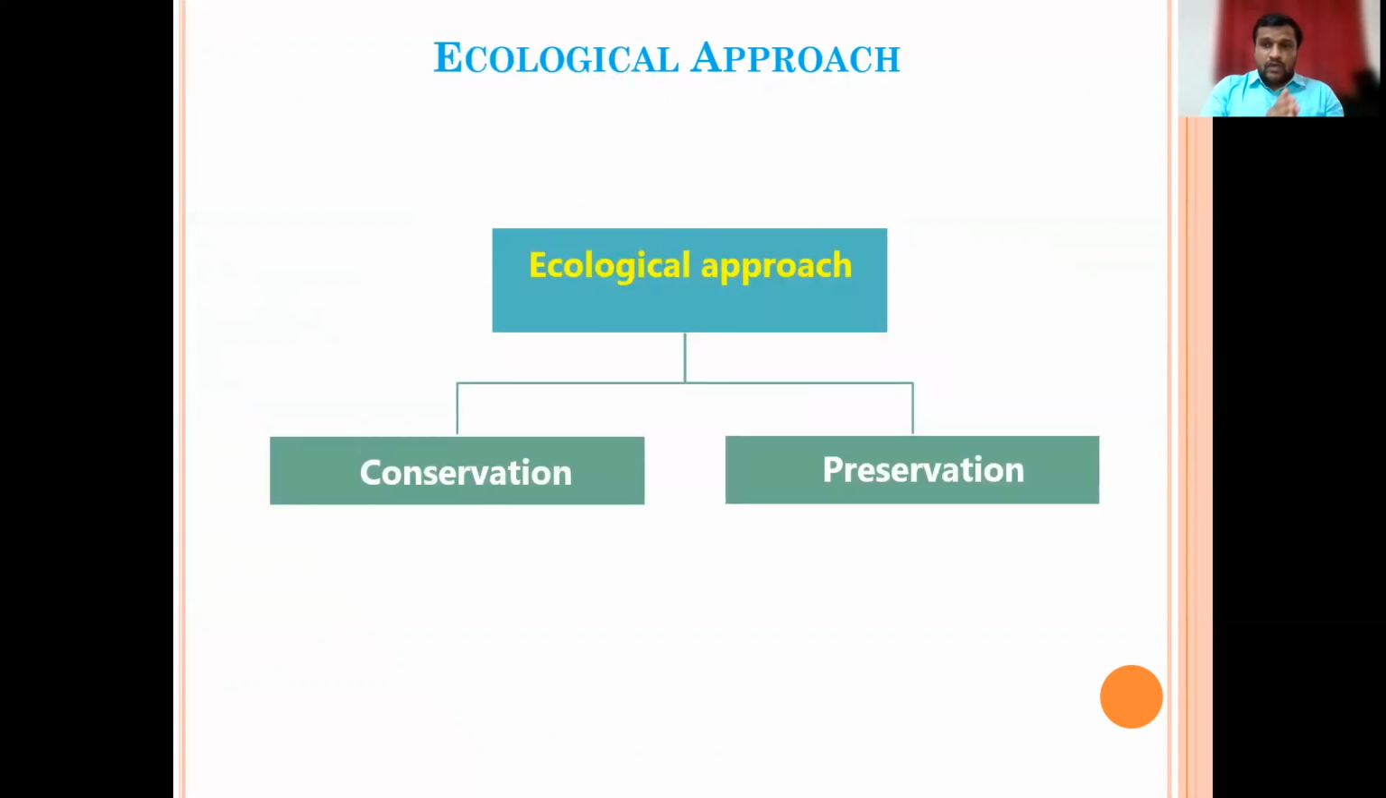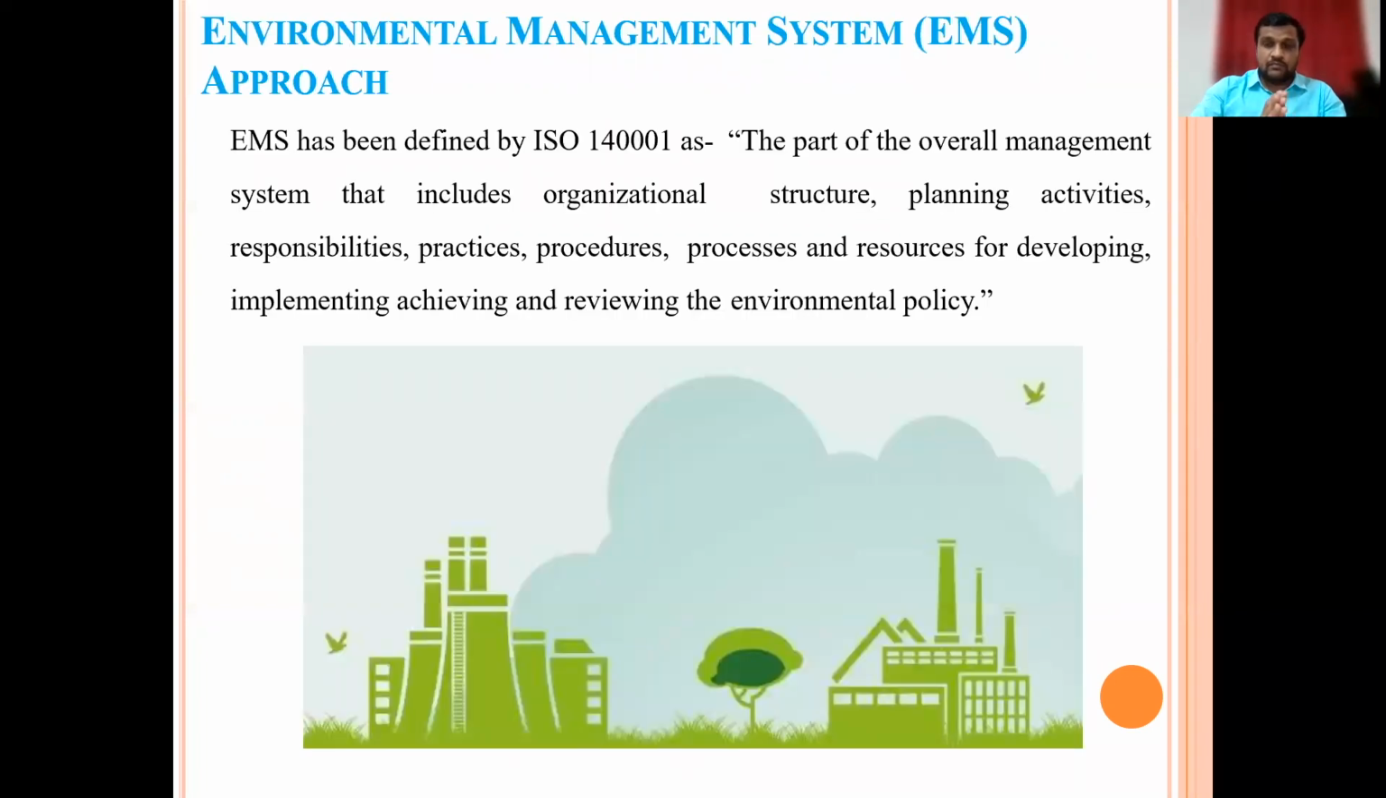Ecological approach having two components, conservation and preservation. Okay, when we talk about the ecological perspective of environmental management, it should work on either the conservation planning or the preservation planning. Then the environmental management system, we call it EMS. EMS has been defined by ISO 14001 as the part of the overall management system that includes different organizational structure, different planning activities, responsibilities, practices, procedures for developing, implementing, and reviewing the environmental policy.